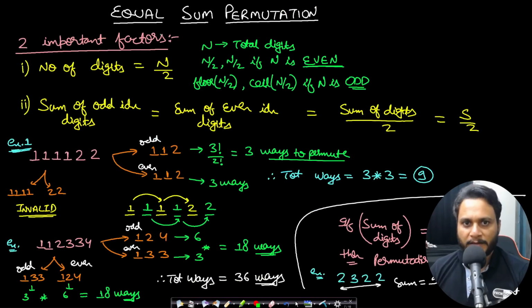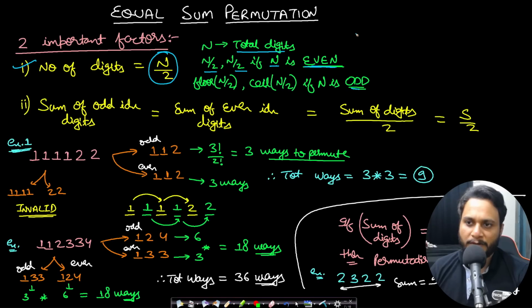Okay, now just extending our logic. According to our problem, there are two important factors to consider. The first one is that the number of digits is fixed to n by 2. When I create two subsets, each of them should have the size of n by 2. So n is the total number of digits, and we will have n by 2 in both even and odd subsets, right? So this is possible if the n value given is even.